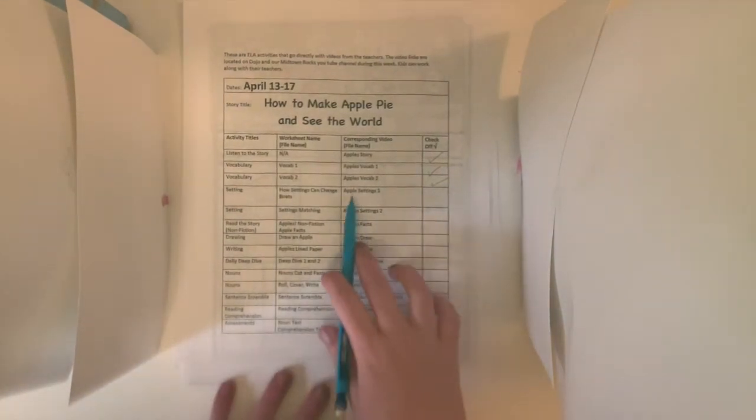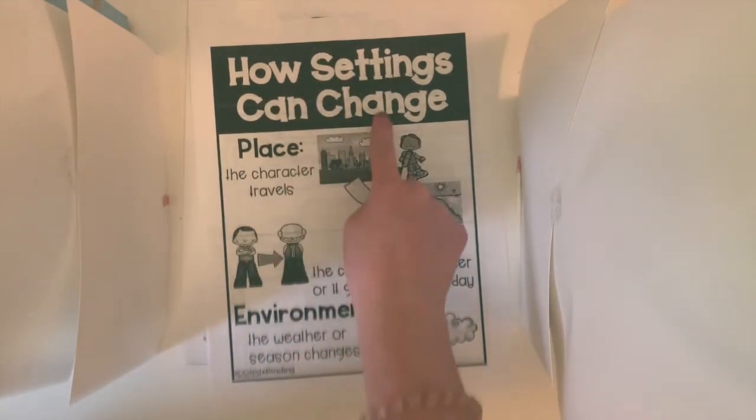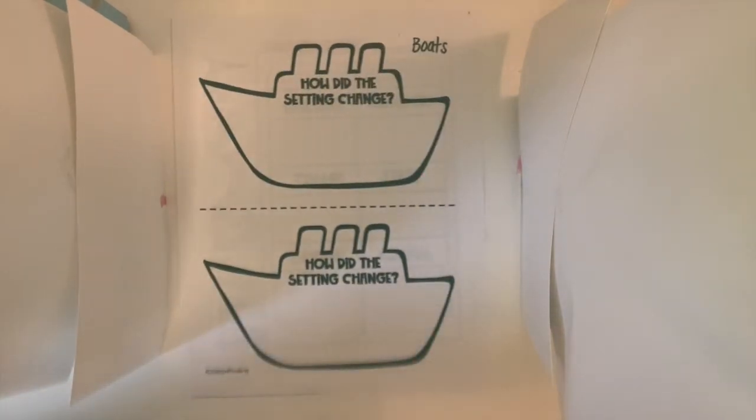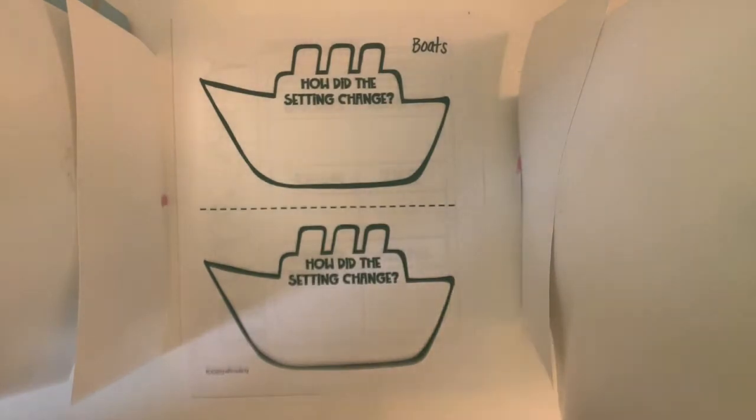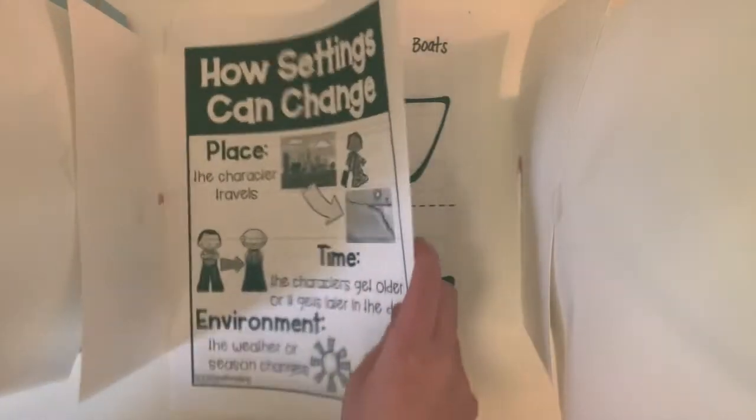You've clicked on the link for Apple Settings 1. Go ahead and give that a check because that's what we're going to do now. For today's activity, you're going to want to make sure that you have this page that says how settings can change and your page with 2 boats on it. You might also want to make sure you have a blank piece of paper or a lined piece of paper for our activity today. Let's get started.